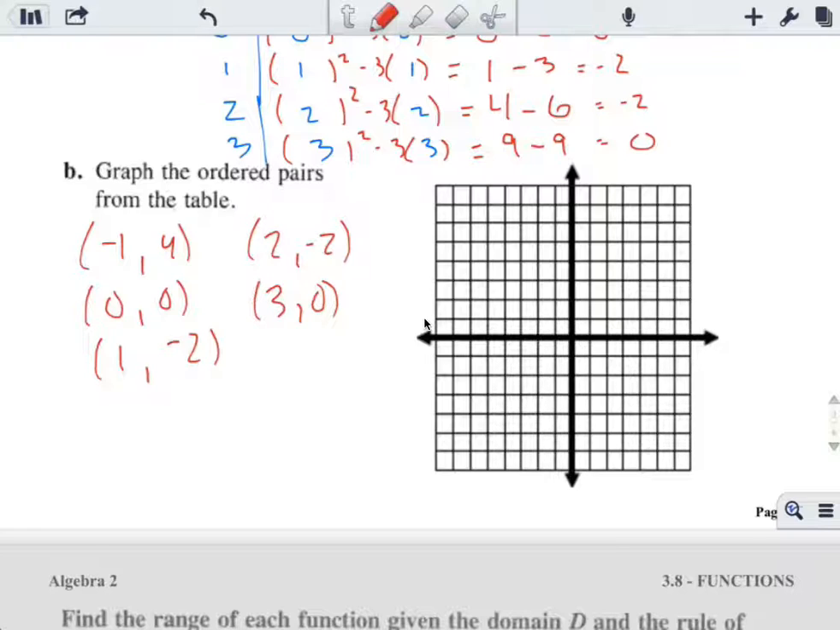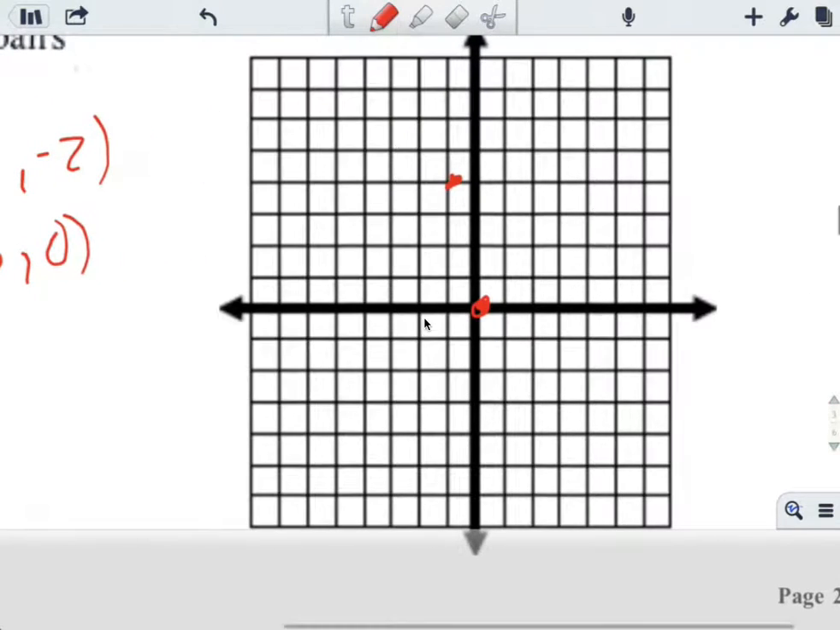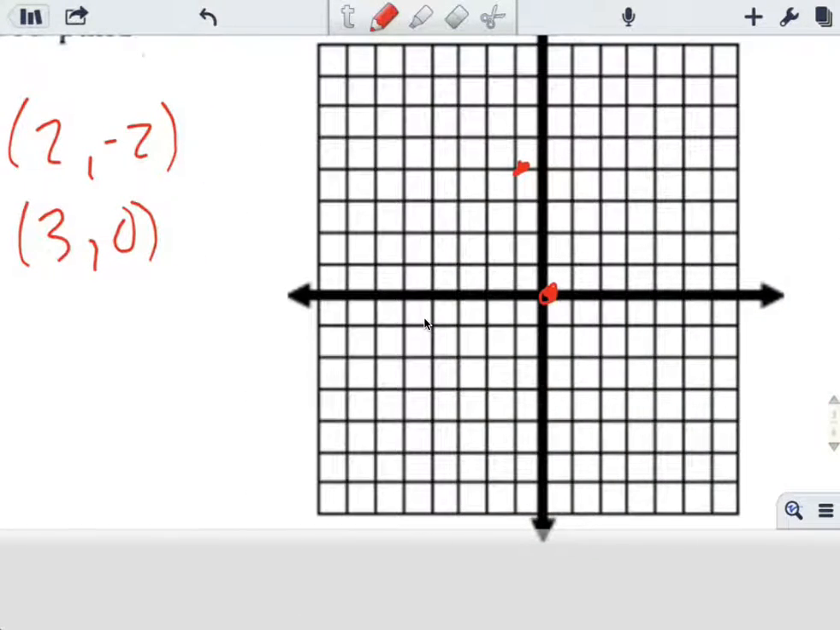-1, 4. That's left 1, up 4. 0, 0. Don't move off the axis at the origin. 1, -2. Right 1, down 2. 2, -2. Right 2, down 2. Oh, that last one was off a little bit. 1, -2, 2, -2, 3, 0.